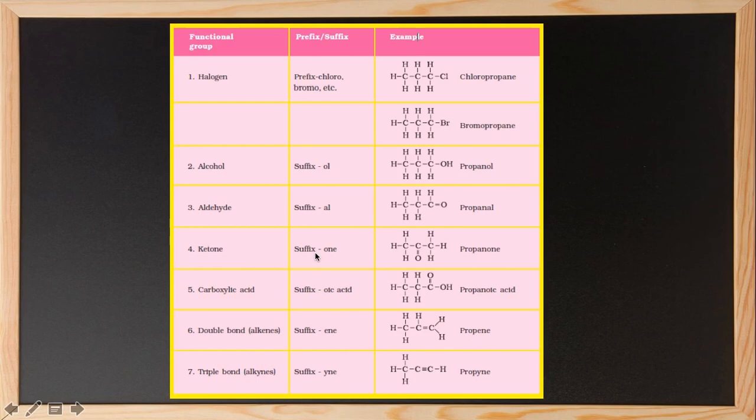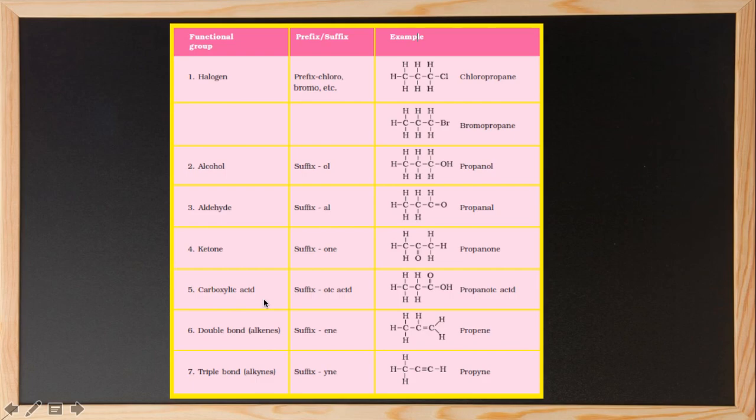Now let's go with ketone. It's again a suffix, that is ONE. O-N-E is the suffix. We know the functional group of ketone is C double bond O, and you say propanone. Why prop? 3 carbons are present. ONE is the suffix of a ketone. Since a ketone functional group is present, you say it's propanone.